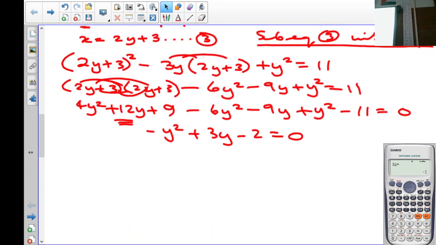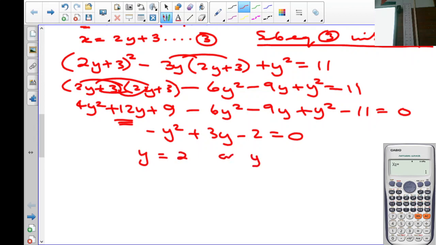However, when you use the function on the calculator, I know the answer is going to be 2 and 1. Okay, so again we just enter negative 1, 3 and negative 2. That gives you x is equal to 2 and x is equal to 1. But not x, it's a y here. y is equal to 2 or y is equal to 1.